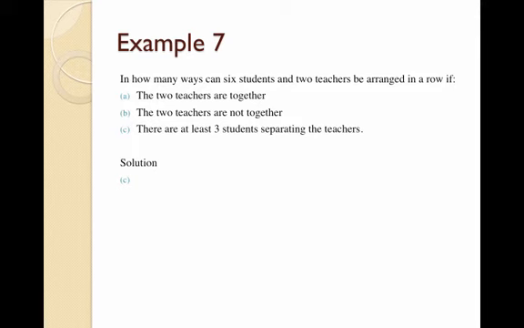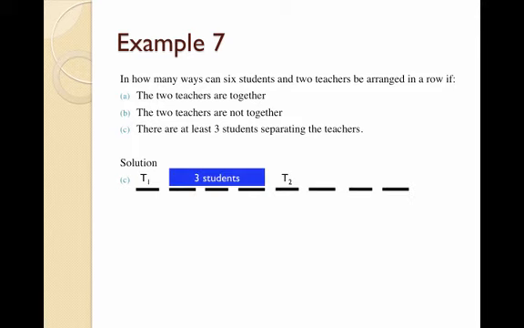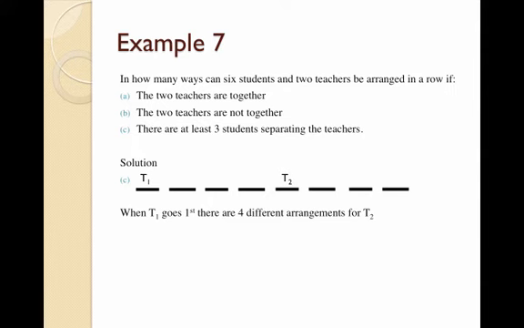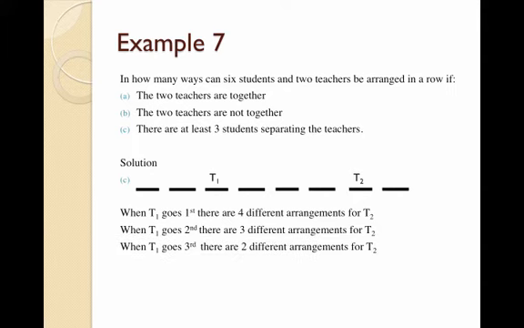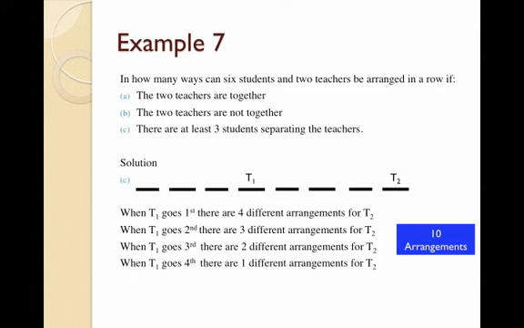Part C is a little bit different. There have to be at least 3 students separating the teachers. So here is one possible combination where the teacher goes first and the second teacher goes fourth. Now when teacher 1 goes first, there are 4 different arrangements of teacher 2. If teacher 1 goes second, there are 3 different arrangements. If teacher 1 goes third, then there are only 2 arrangements. And when teacher 1 goes fourth, there is only 1 arrangement, for a total of 10 different arrangements.